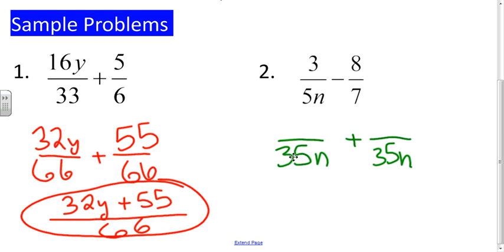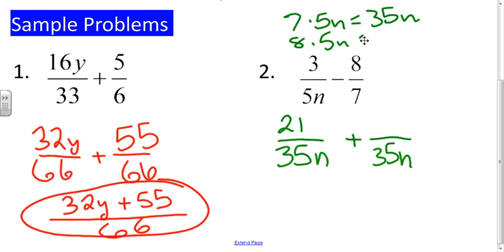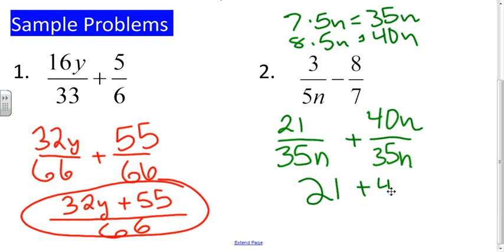So how do I go from 5n to 35n? I have to multiply by 7. So I have to also multiply 3 times 7. I get 21. Now how do I go from 7 to 35n? Well, if I take 7 times 5n, that's what's equal to 35n. So that means I also have to multiply this numerator 8 times 5n. And 8 times 5n is 40n. So my numerator here is going to be 40n. Now I just want to add up those numerators, 21 plus 40n. Again, these are unlike terms, so I just take 21 plus 40n. That's going to be all over 35n. And that is my answer for that problem.